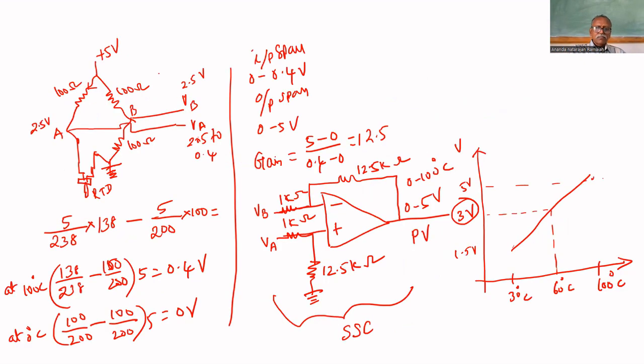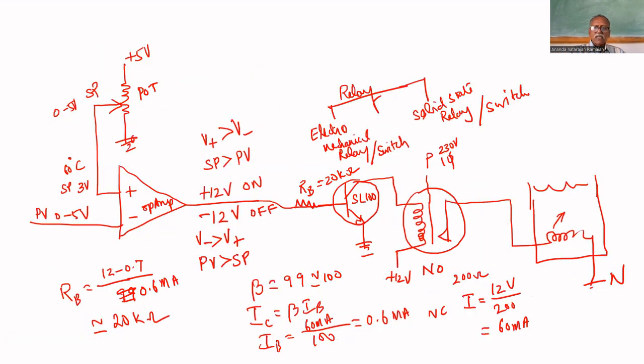Here, the output of this bridge circuit is connected and amplified to 0 to 5 volt. That is connected to this on-off controller. This acts as the on-off controller, and it will drive this SL100 so that it will be turned on and off.